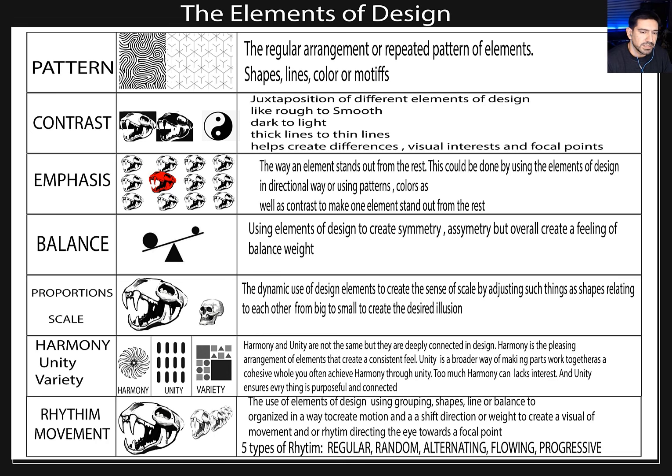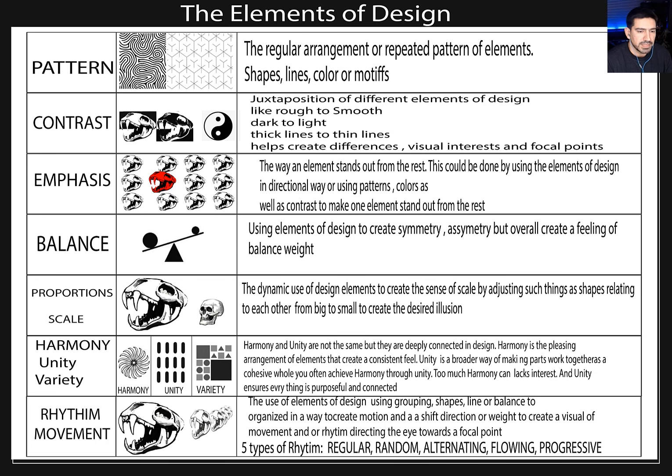We go to emphasis: the way an element stands out from the rest. This could be done by using the elements of design in a directional way or using patterns, color, as well as contrast to make one element stand out from the rest. Right here, a quick example: this red skull, I made it slightly larger than the rest, and it's red, so it stands out. So that's the emphasis that I placed on this skull.